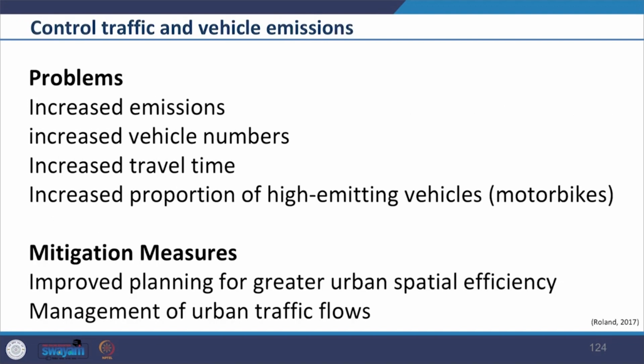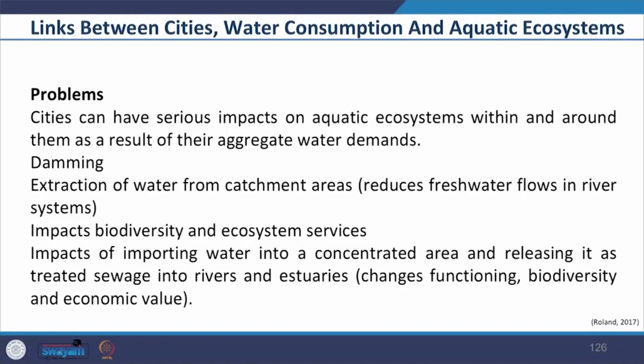Further, they need to control the traffic and vehicle emissions. The majority of African cities need to address growing congestion problems that have led to increased emissions through increased vehicle numbers, travel time and increased proportion of high emitting vehicles such as motorbikes, improved planning for greater urban spatial efficiency and management of urban traffic flows. These all are required to mitigate these emissions. Further, they need to establish links between cities, water consumption and aquatic ecosystems.